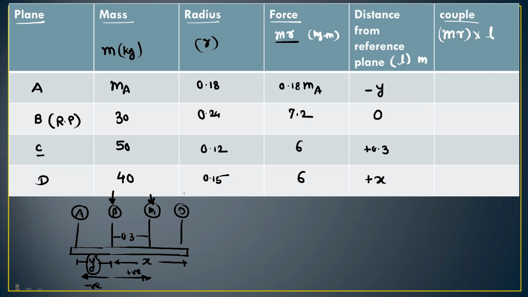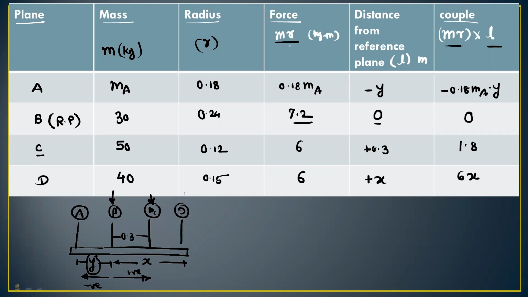Now find out the couple, which is force into distance L. So 0.18 ma into Y, so it is minus 0.18 ma into Y. This will be 0, 7.2, and this 0. The next is 6 into 0.3, so it is 1.8, and 6 into X, so it is 6X. In this way you can prepare this table.